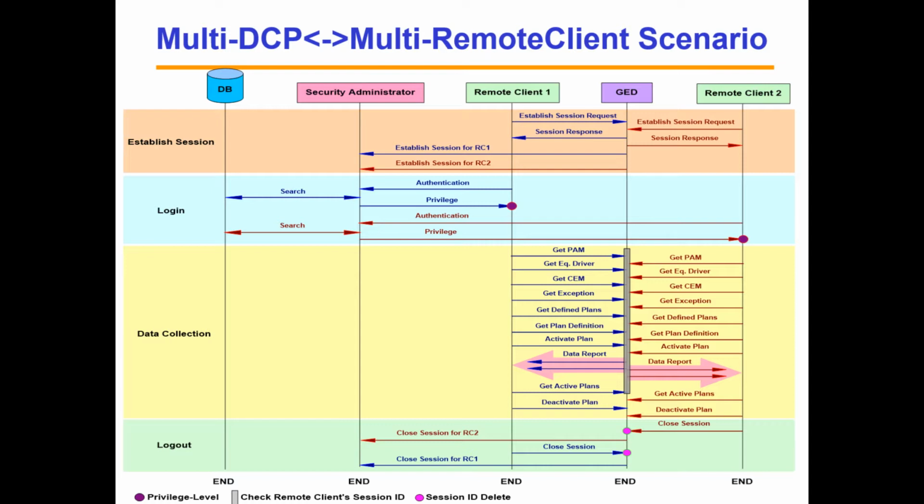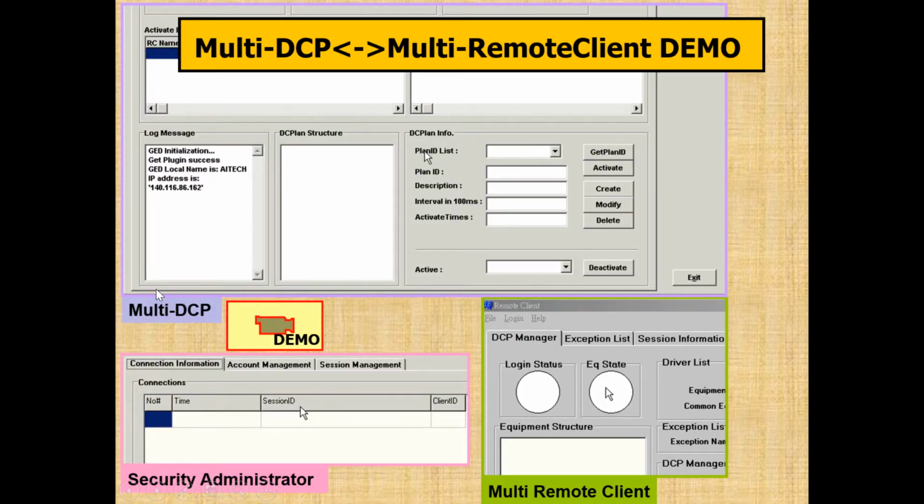All these kinds of scenarios were defined and successfully implemented in 勤路自动化. At that time, we implemented this one in 勤路自动化. OK, so you see how this works. Then I will show you this video, the multi-DCP, multi-remote client demo.